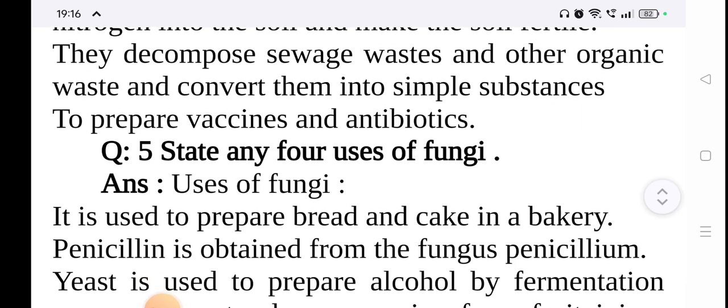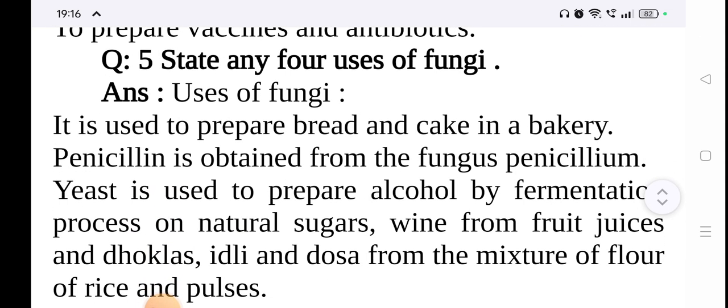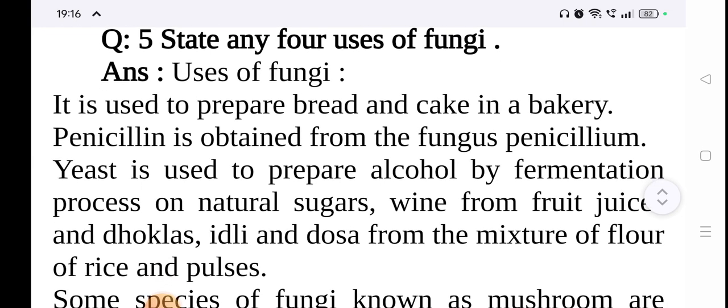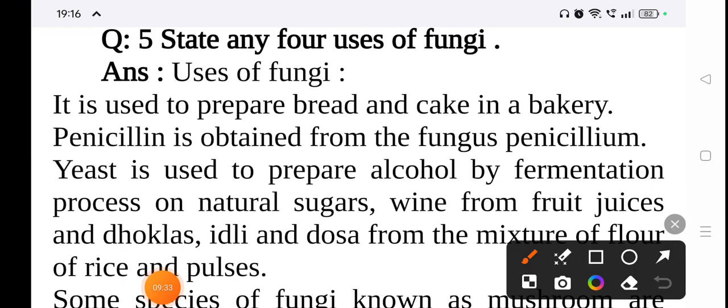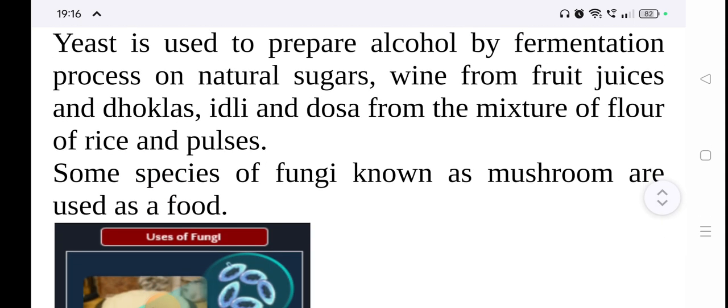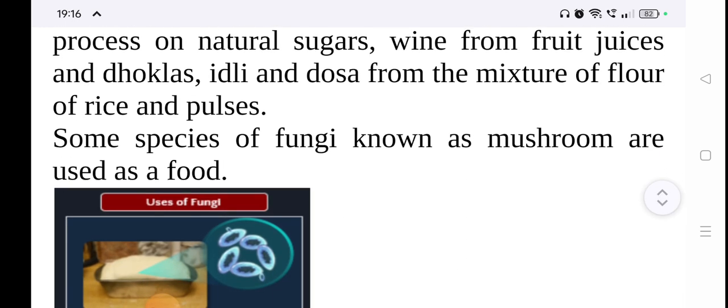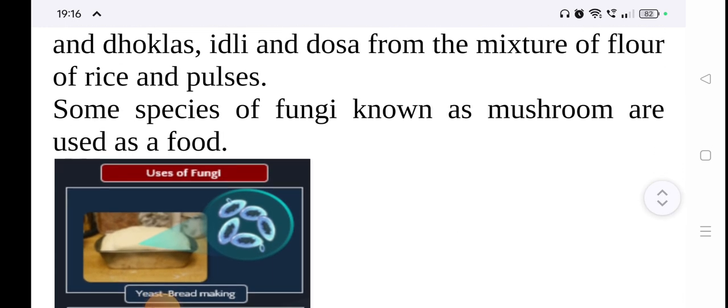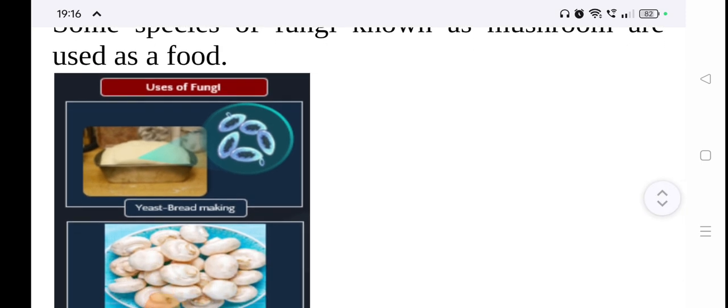See question number 5. State any 4 uses of fungi. See the uses of fungi. It is used to prepare bread and cake in a bakery. Penicillin is obtained from the fungus Penicillium. Yeast is used to prepare alcohol by fermentation of natural sugars. Wine from fruit juice, and dhoklas, idli and dosa from the mixture of flour of rice and pulses. Some species of fungi known as mushrooms are used as food.